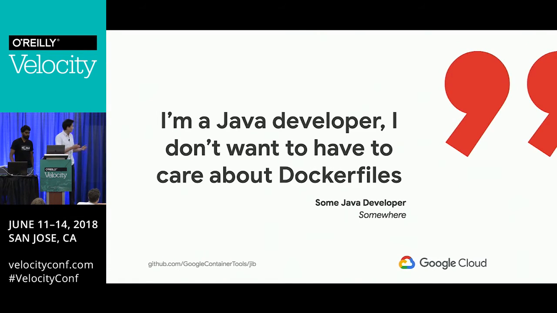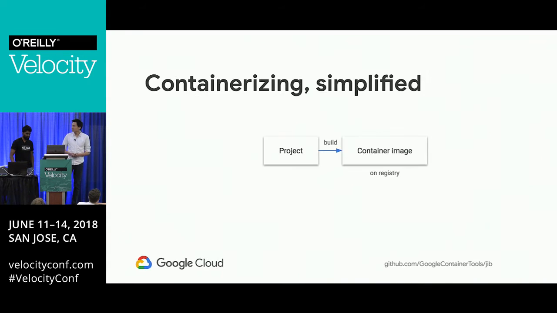But we're all Java developers. We don't want to have to care about Dockerfiles. The containerization process should be as simple as having your project, running some build, and having your container image just be on your registry. So in our example, we have our pet clinic project. We run some build, and we should just have our container image just exist on our registry.